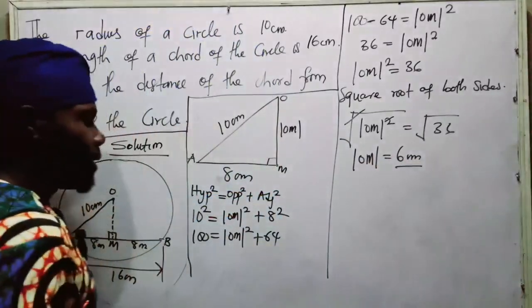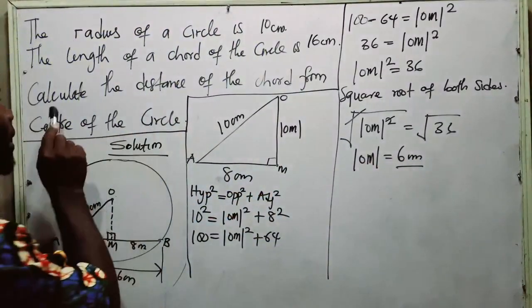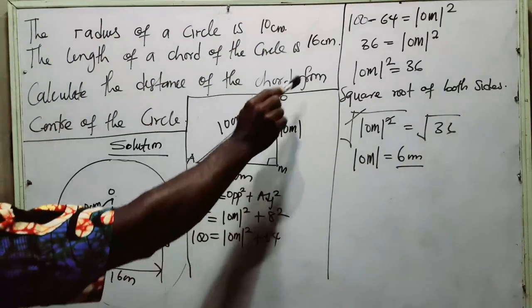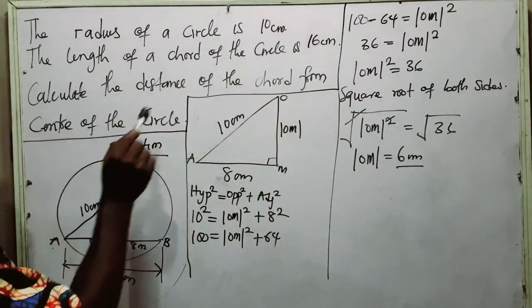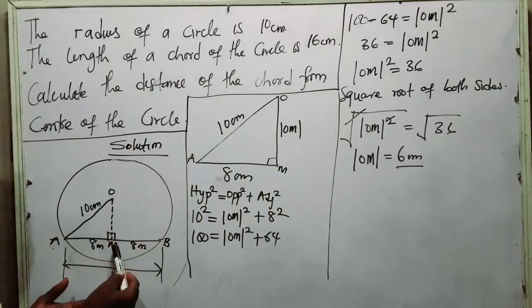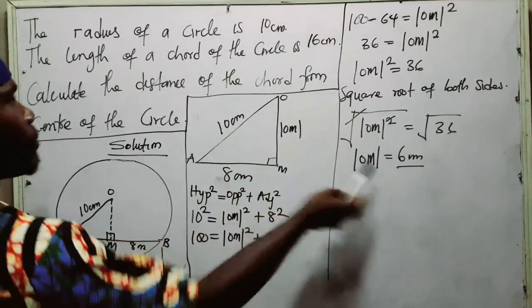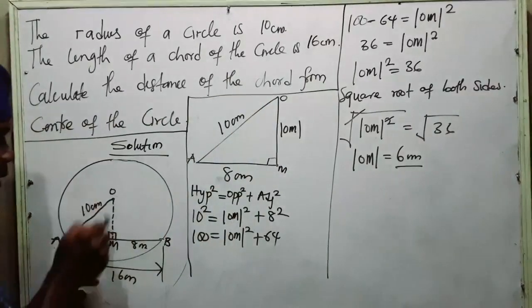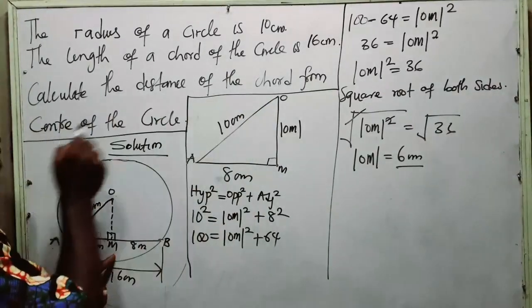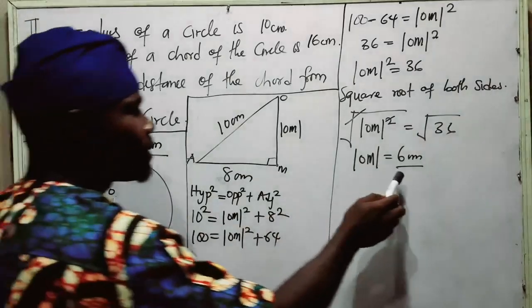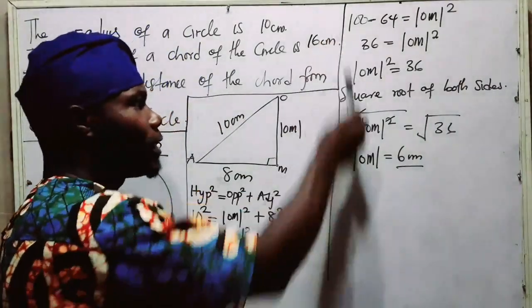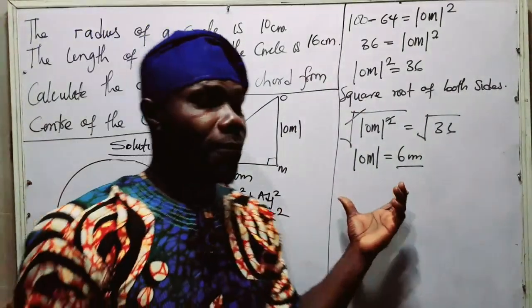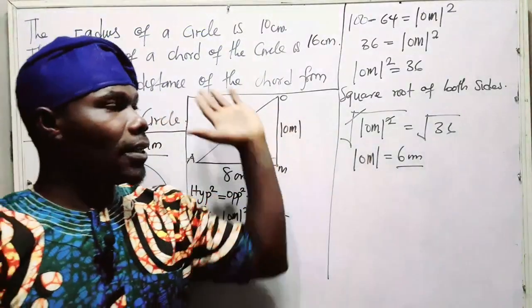So meaning that from our question, it said calculate the distance of the chord from the center of the circle. Which is OM, and the OM is 6 centimeters. So it means that the distance of the chord from the center of the circle is 6 centimeters. So this is the solution for this question.